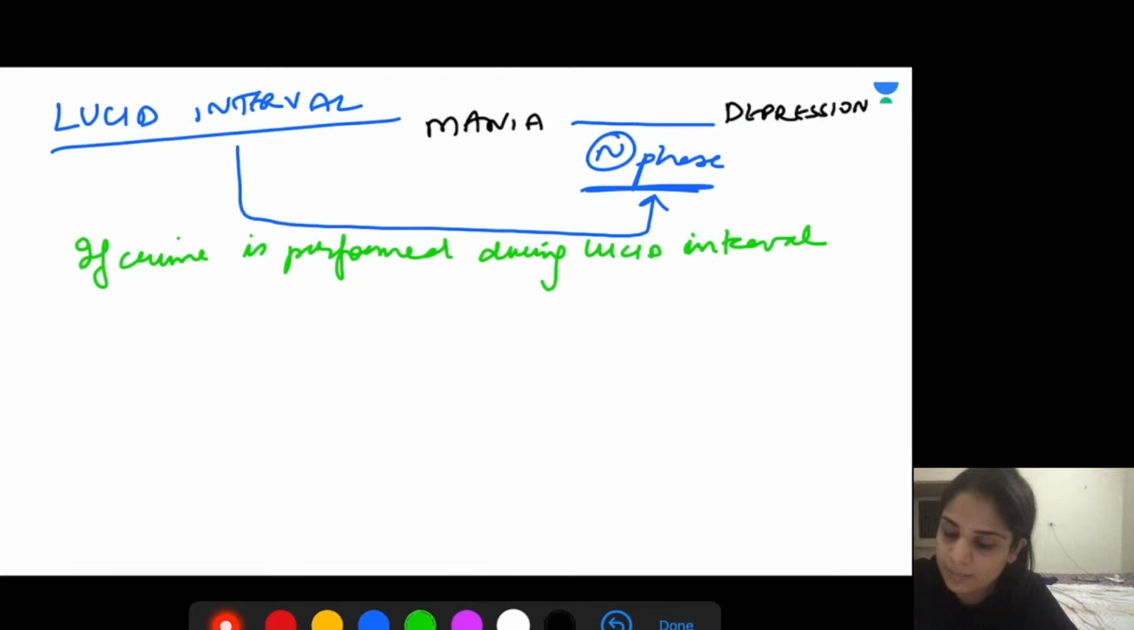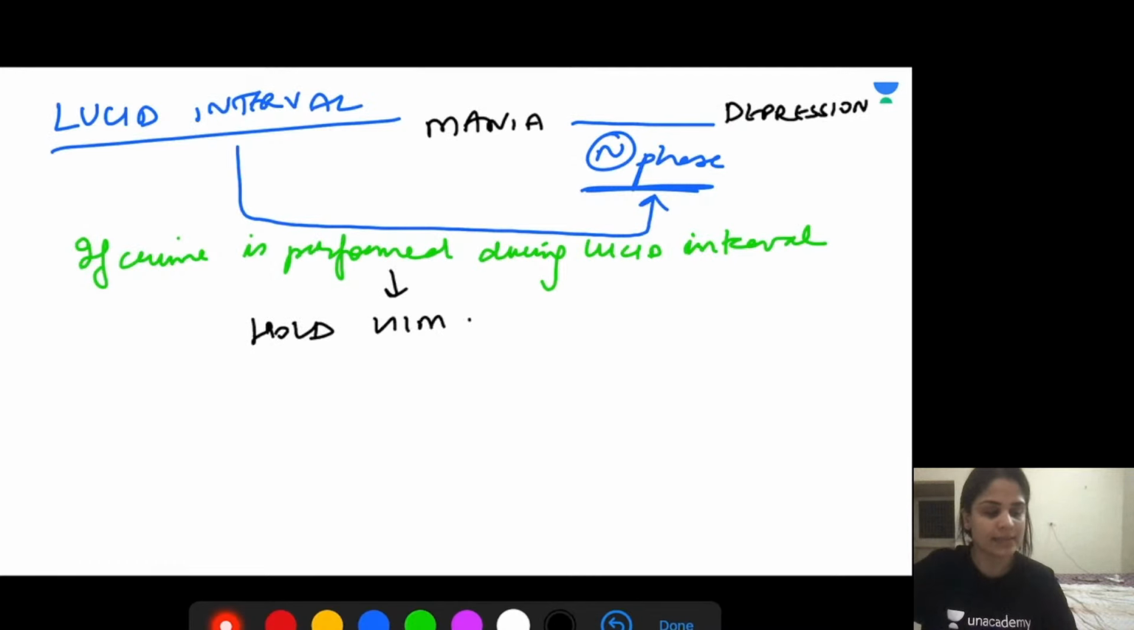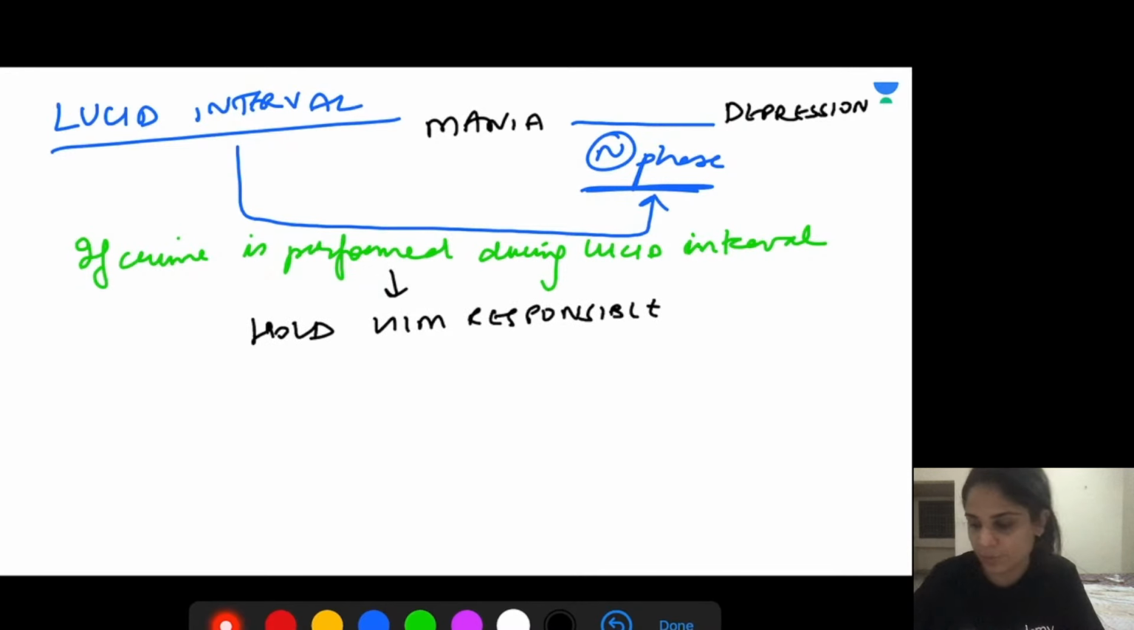Okay, so it can be proven that the person was in a lucid interval and carried out the crime, and you can always put him in jail because of that. Okay, alright, next two more things. What is compos mentis?